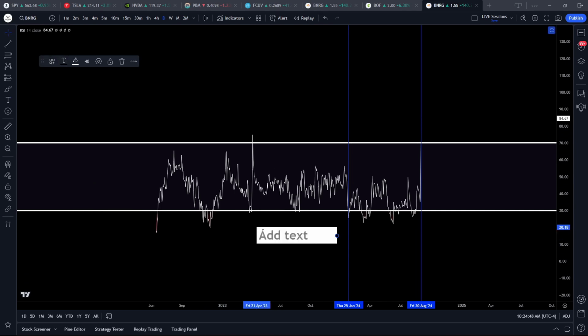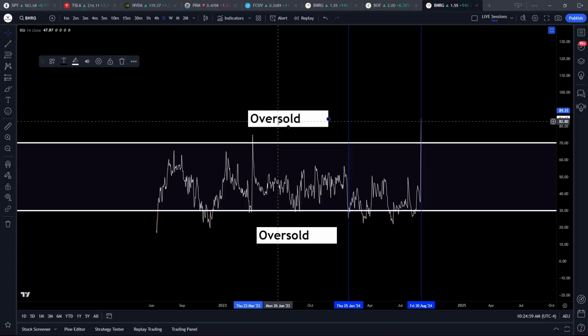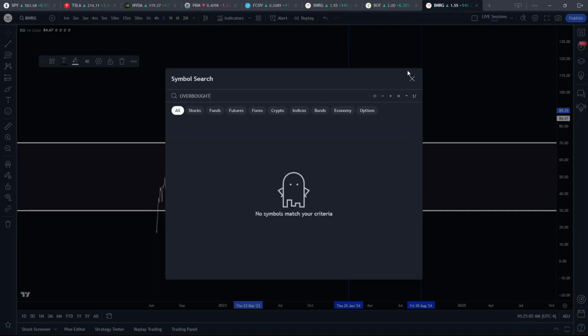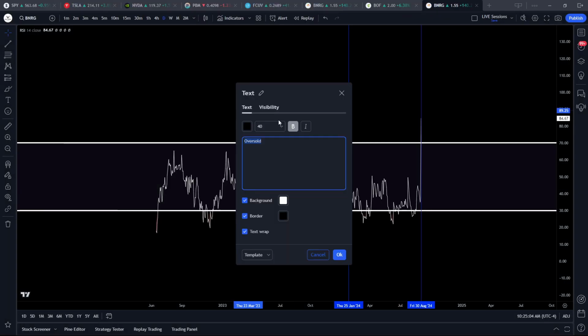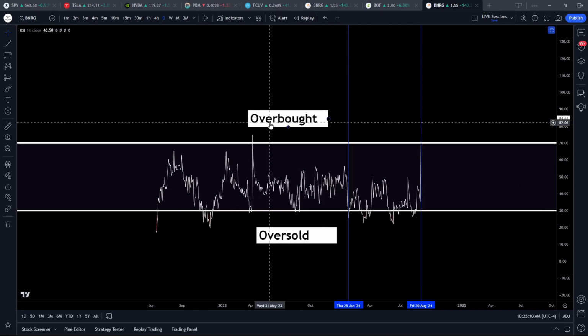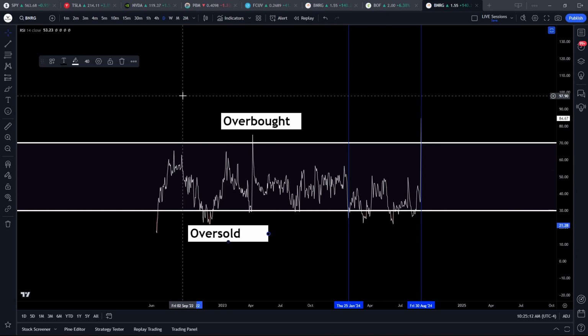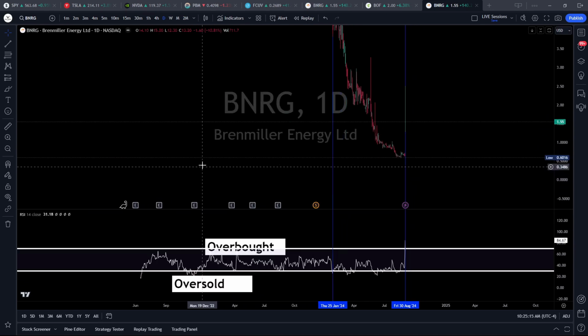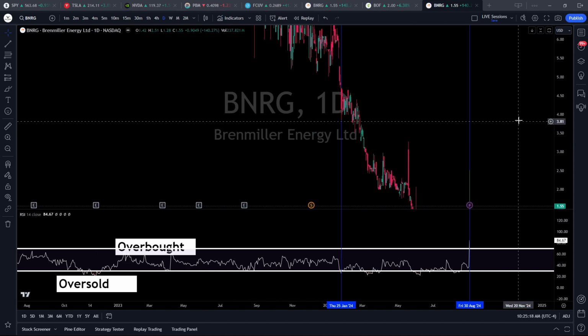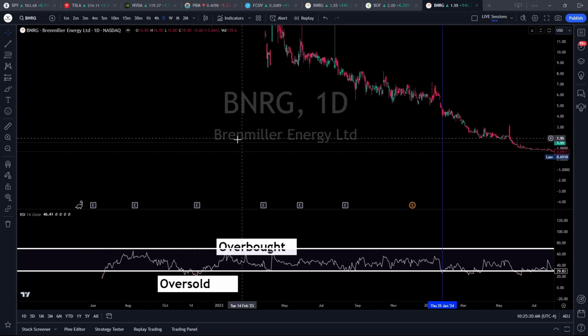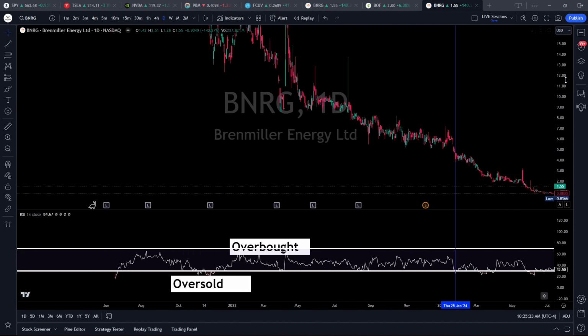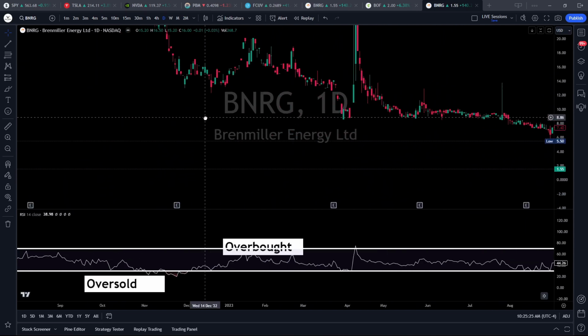So let's see. Let's put a little thing here. Oversold. We'll duplicate that. Put it up here and overbought. So real simple, right? This is overbought. This is oversold, right? So if we double click on the chart, we can see those areas and what happened during that time. This was obviously way up here at this time. It looks like a mess, but you guys will see here in just a minute.